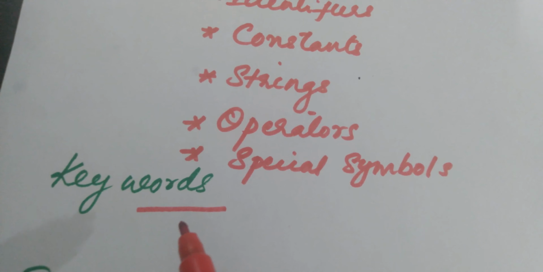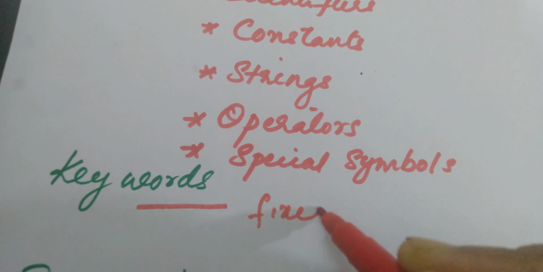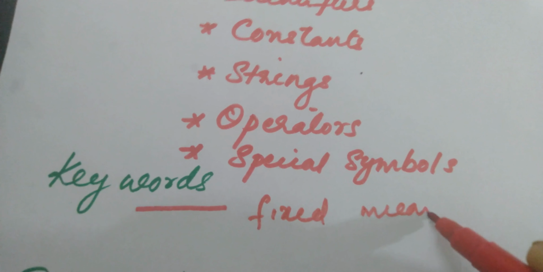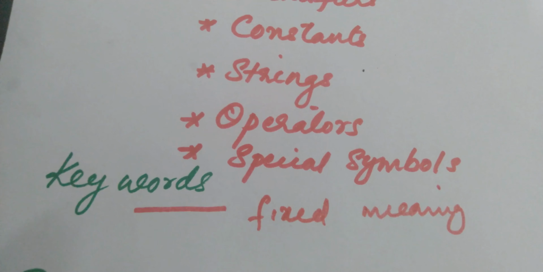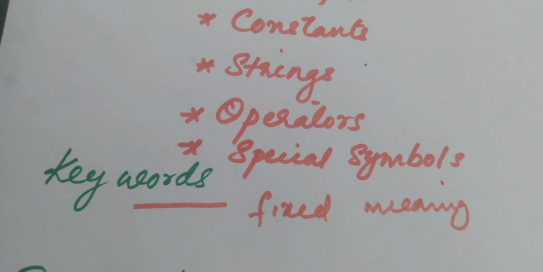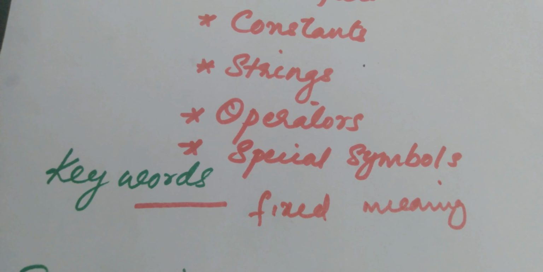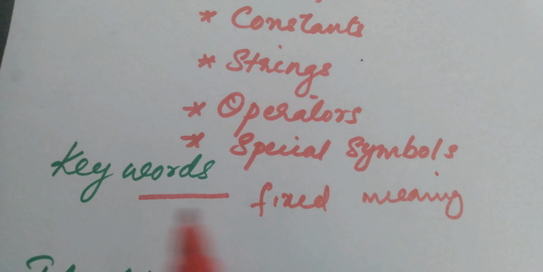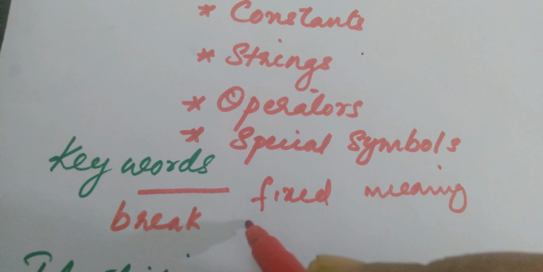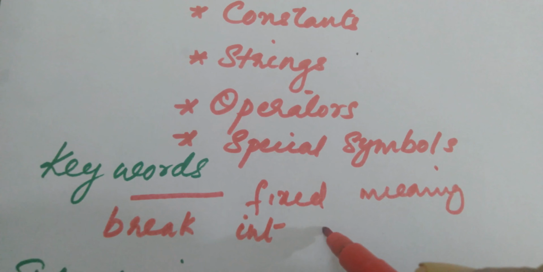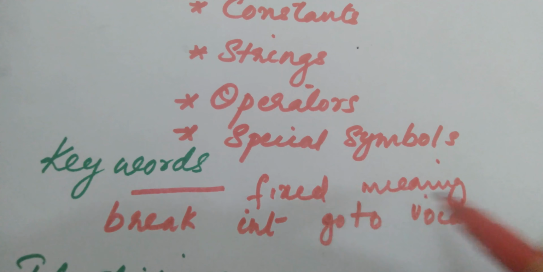What are keywords? Keywords are those words which have a fixed meaning, a meaning which cannot be changed throughout the program. These are the words which can be identified by the compiler easily, and there are 32 keywords in C. Some examples of keywords are break, int, goto, void, etc.